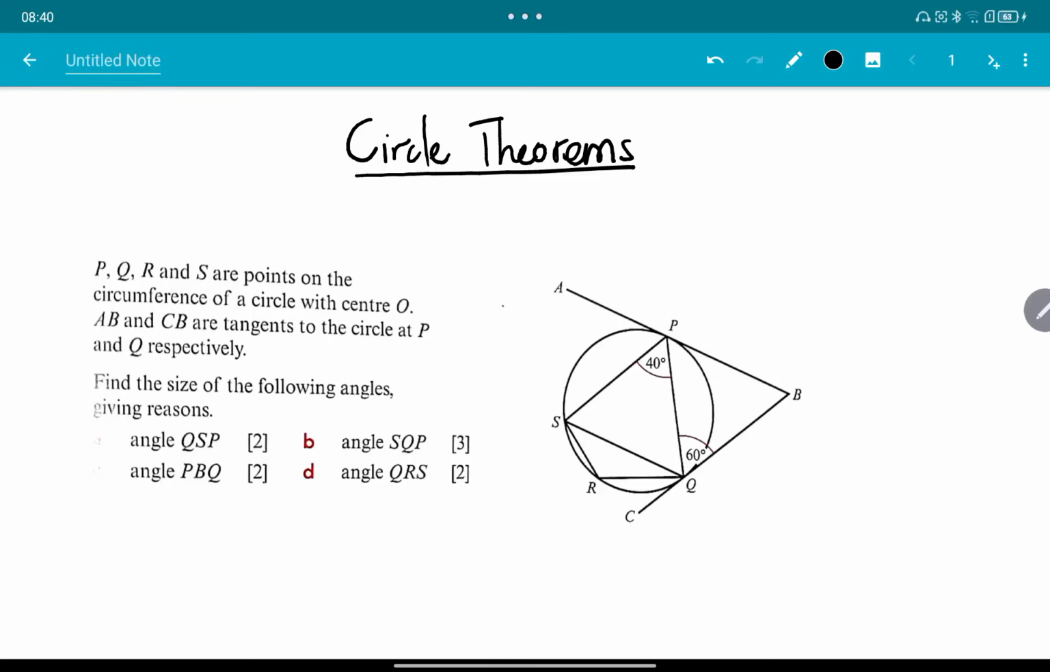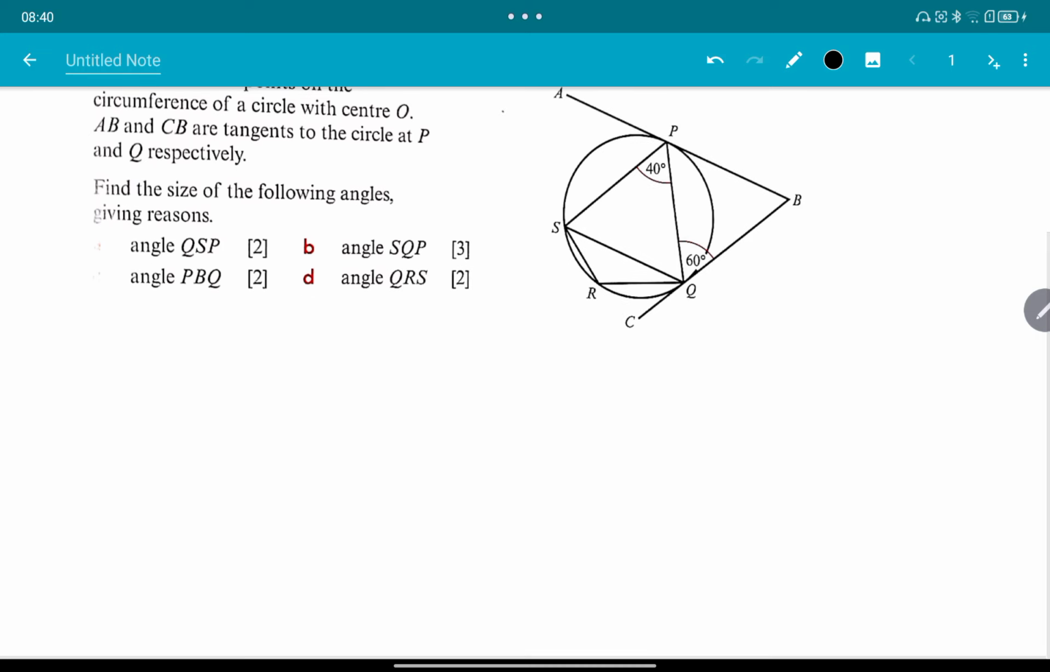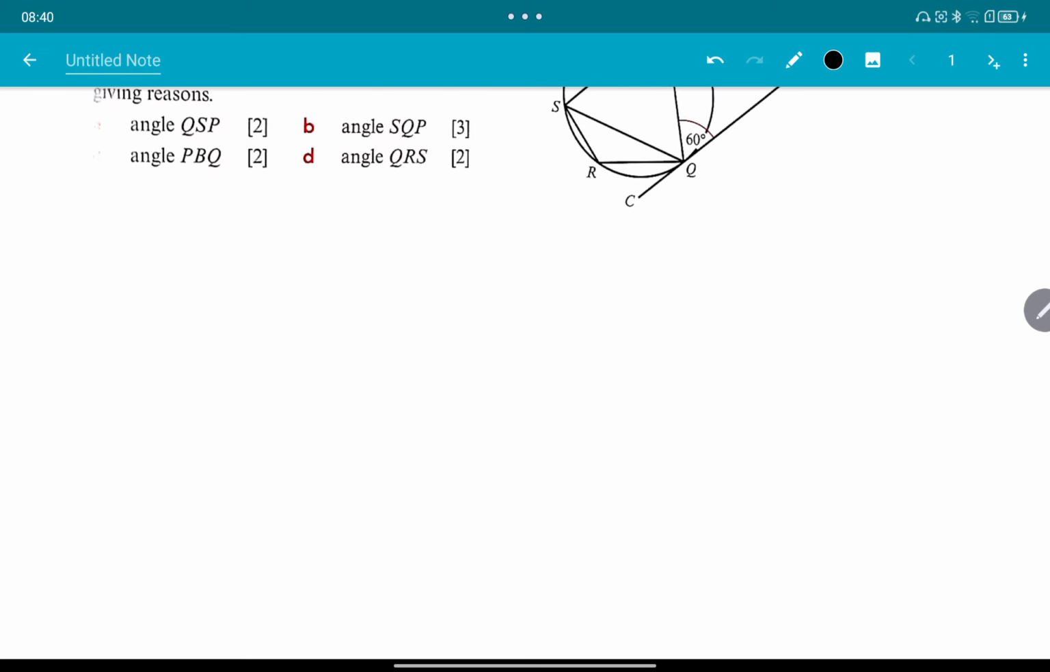Okay, in this video we'll be looking at circle theorems, and I have a question there that we need to handle. But before we handle that question, these are some of the main properties that you need to get before you could handle any question under circle theorems. I'll be giving some useful properties that you need to know before you start handling any question.